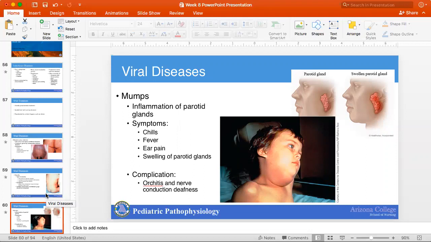Mumps, it's an inflammation of the parotid glands. So you can see her very swollen appearance to the neck and face. You see the common symptoms, complication, orchitis, and nerve conduction deafness because of the amount of inflammation in the area, cutting off conduction of sound.